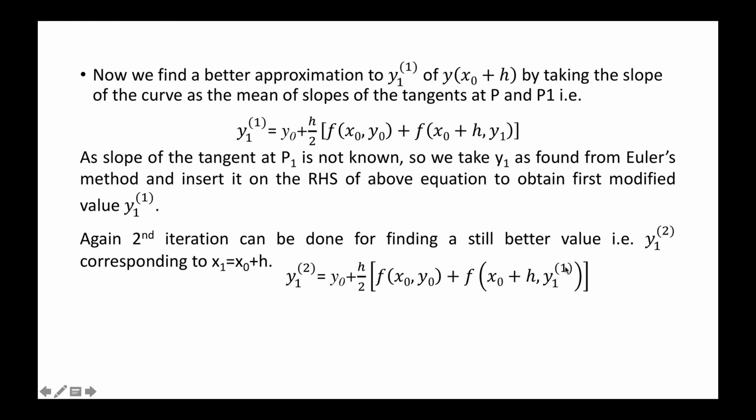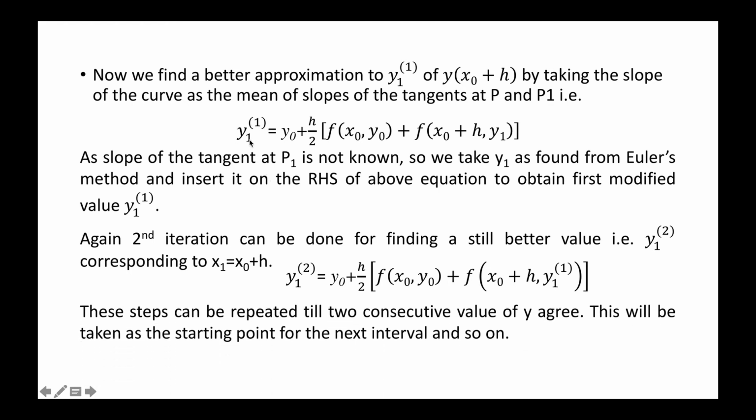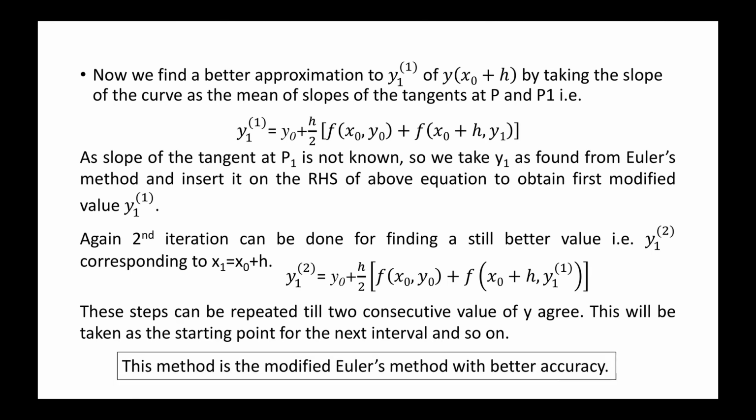Okay, so first we have imported the value of y1 from Euler method, and for second iteration we are using value of y1 obtained in first iteration. So these steps can be repeated till two consecutive values of y agree. Okay, so this will be taken as starting point of next interval, and so on. This method is the modified Euler's method with better accuracy.